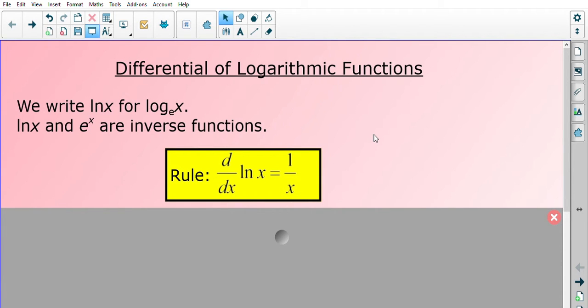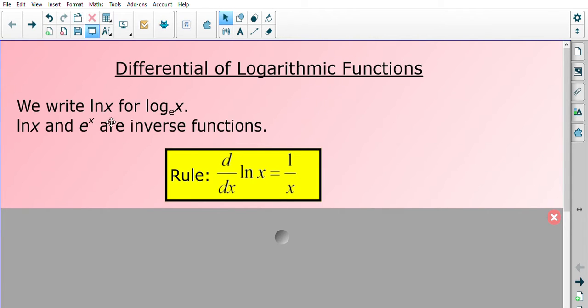Okay, so in this video we'll be looking at the differential of logarithmic functions. The first thing to notice, a bit of notation, is that we naturally use ln x when we mean the log e of x, that is, log to the base e of x. We normally just use ln x for short, but when we use that, we do mean this.